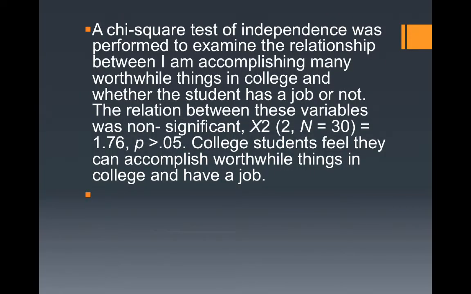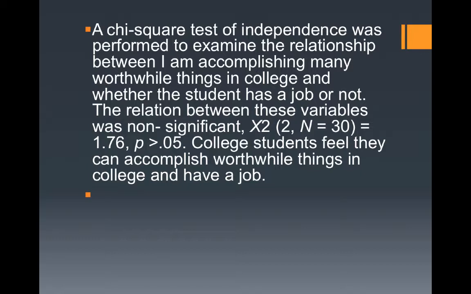This is the Chi-Squared write-up. So the Chi-Squared test of independence was performed to examine the relationship between accomplishing many worthwhile things in college and whether a student has a job or not. Again, the first sentence tells about what kind of test you're running and the two variables.